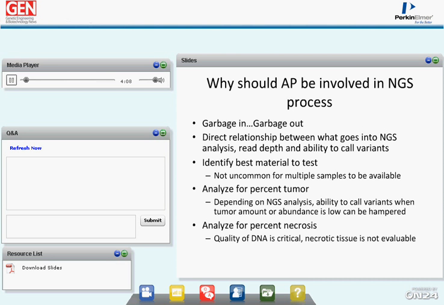So where should anatomic pathology be involved in this entire process? At Penn, we place anatomic pathology at the very beginning of the analytic pipeline to allow and facilitate the best tissue selection for the downstream analysis in the next-gen sequencing lab. It's the old adage that garbage in, garbage out. If you don't have a high-quality sample going into the analysis that has the most tumor with the least amount of necrosis and the least amount of interfering non-tumoral cells, it's going to hamper the assay and its ability to pick up small variations in the genetic material.